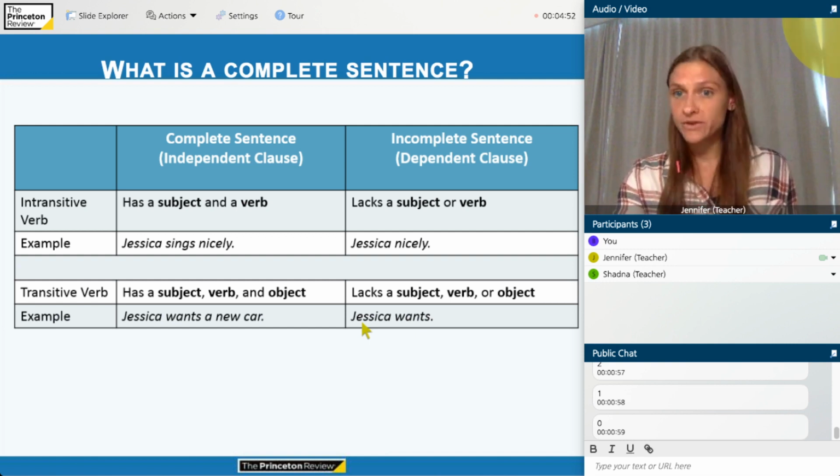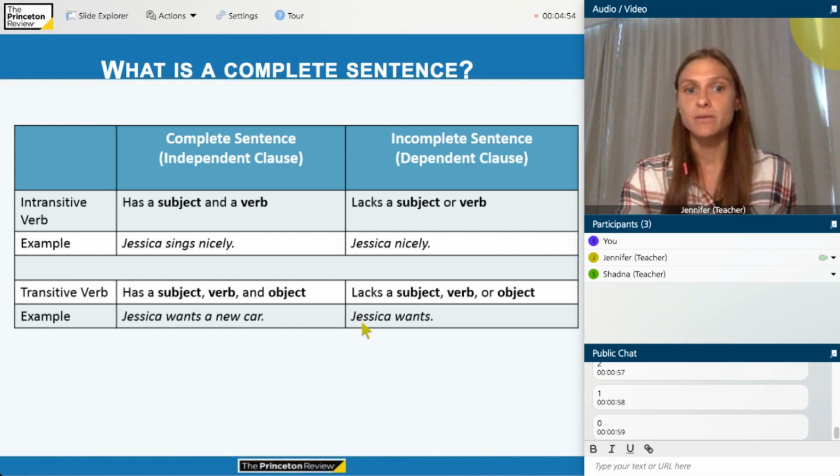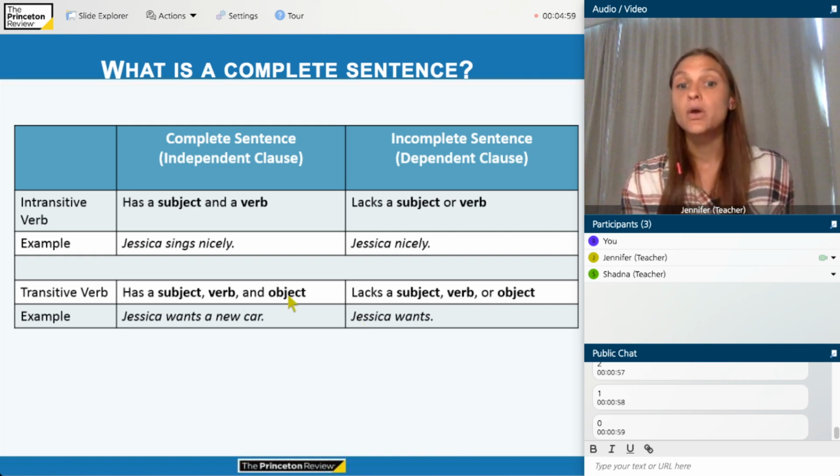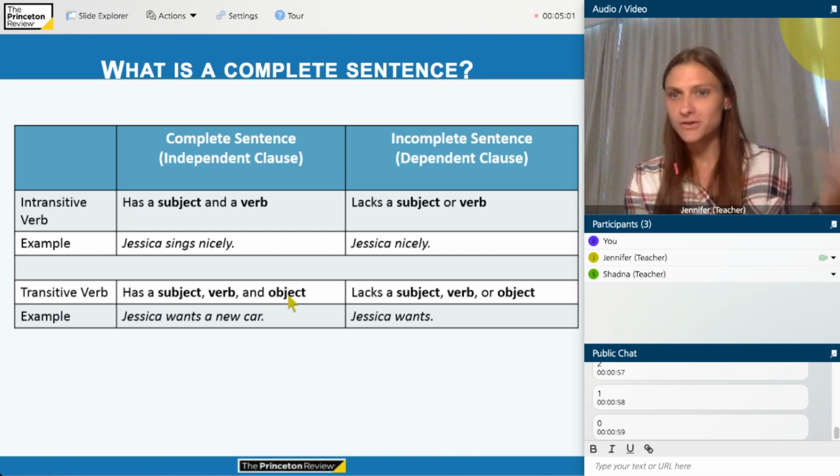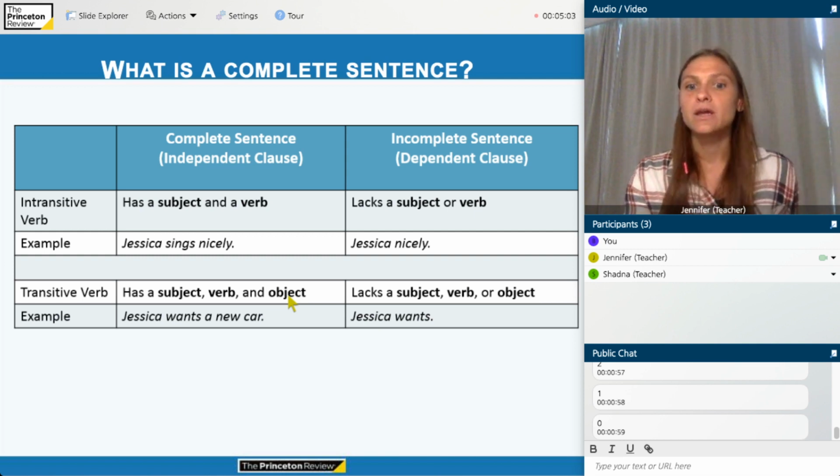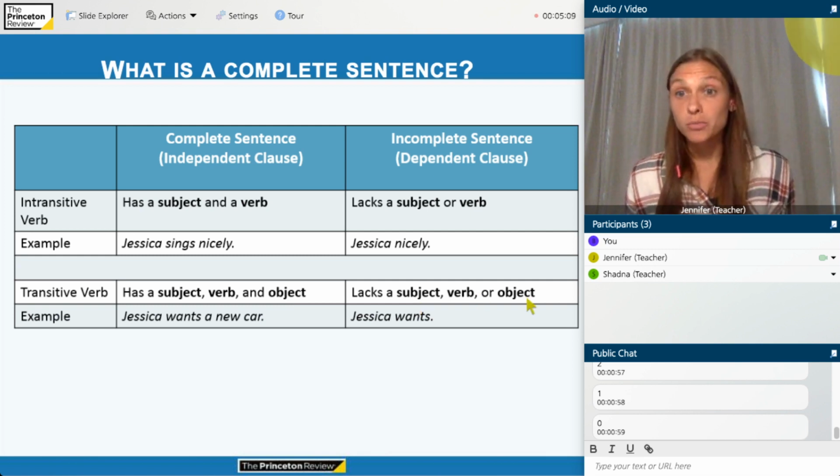So for a complete sentence, when you're dealing with a transitive verb, you'll always have a subject, a verb, and an object. Whereas if that phrase or clause fragment is incomplete, you can be lacking a subject, a verb, or an object. I will open the floor to questions.